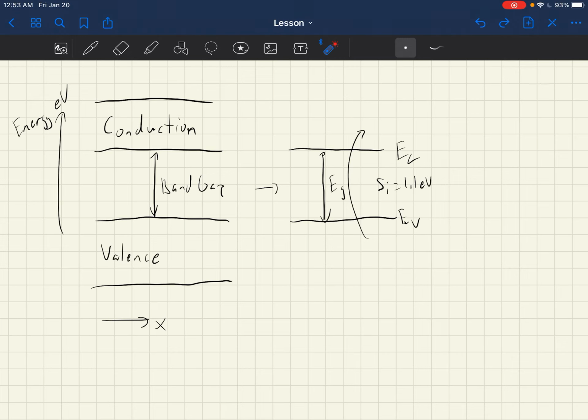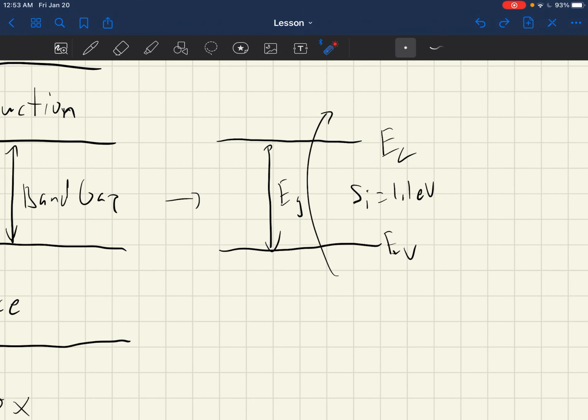And in the future, when we see most of these energy band diagrams, we won't be including the top layer or the bottom layer. It's just going to be the edge of the conduction band and the edge of the valence band. And Eg, which is noted here, is the band gap. So whenever you see Eg, it means the band gap. Ec is the conduction band energy level. Ev is the valence band energy level.